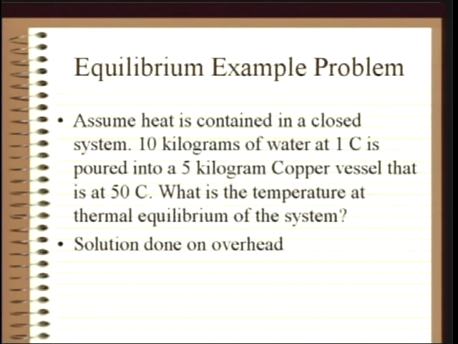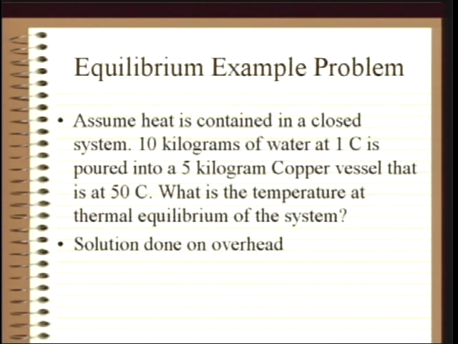Next, we're going to look at an example problem. And here's our example problem. Assume heat is contained in a closed system. We have 10 kilograms of water at 1 degree Celsius, and that is poured into a 5 kilogram copper vessel that is much warmer, and it's at 50 degrees Celsius. And we want to determine what is the temperature at thermal equilibrium of the system.